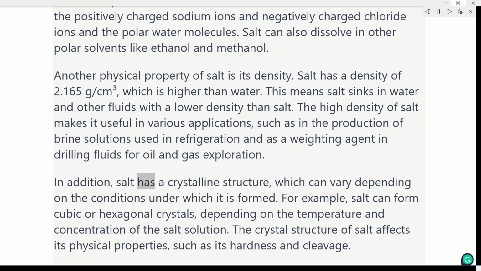In addition, salt has a crystalline structure, which can vary depending on the conditions under which it is formed. For example, salt can form cubic or hexagonal crystals, depending on the temperature and concentration of the salt solution. The crystal structure of salt affects its physical properties, such as its hardness and cleavage.